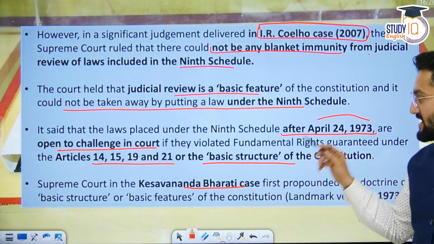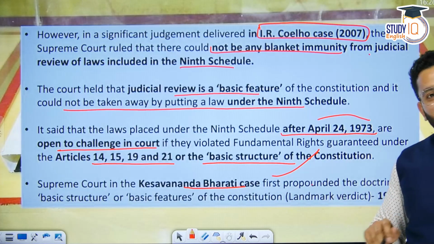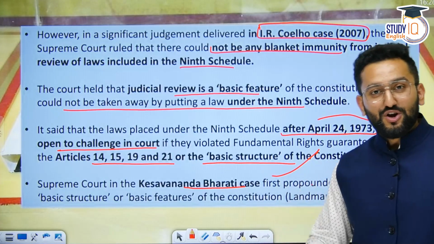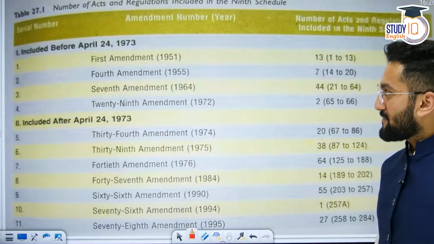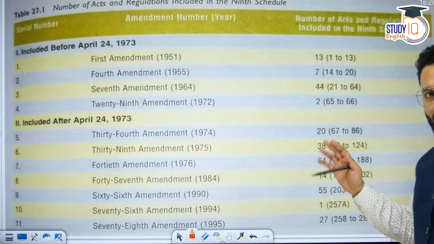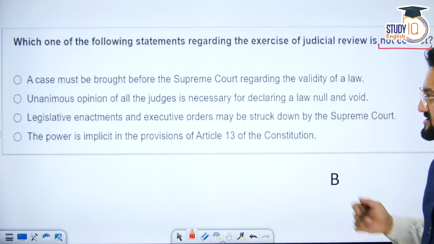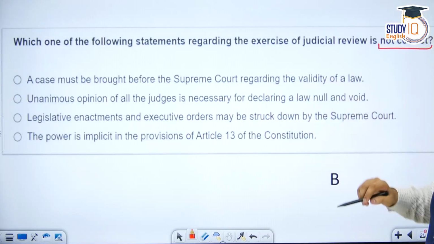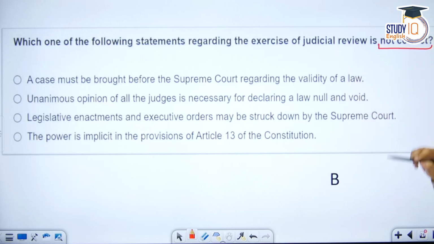So the Kesavananda Bharati case was the reason for this date, because the Kesavananda Bharati case said the basic structure doctrine is going to be applicable. Now these are some examples of amendments. So to cram these dates, just attempt the questions here. Which one of the following statements regarding the exercise of judicial review is not correct? You have to tell not correct.